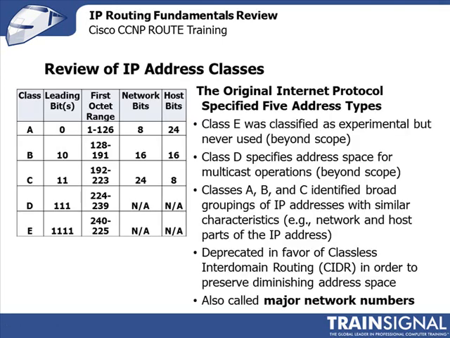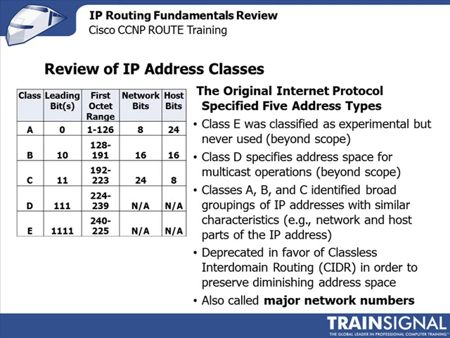To begin with, let's do a quick review of the different IP address classes. And this is IP version 4. We can talk about IP version 6 later in a separate lesson. But originally, the Internet Protocol standard specified 5 different address types, A, B, C, D, and E. Class E was considered and labeled as experimental. It was really never used, and it's far beyond the scope of anything you and I are probably going to have to discuss.